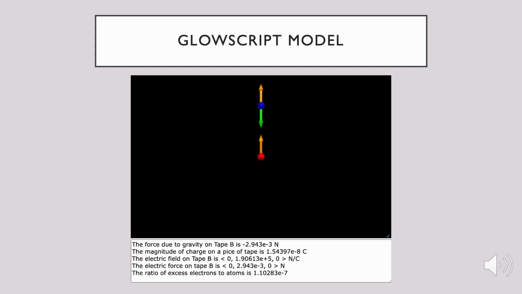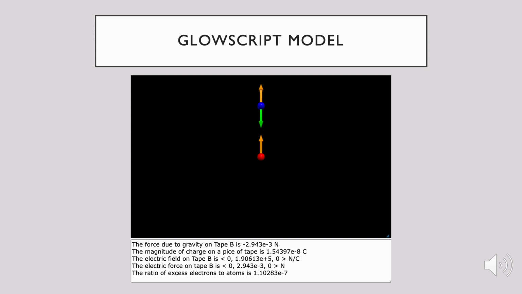Here we have the GlowScript model showing the force due to gravity with the green arrow and the electric force with the orange arrows. You can see the statements that I coded earlier shown below. So the force due to gravity was negative 2.943 E negative 3 newtons. The magnitude of charge on a piece of tape was 1.54397 E negative 8, which is basically the same number that we got from the hand calculations earlier.